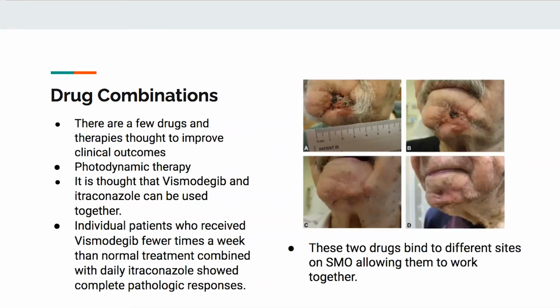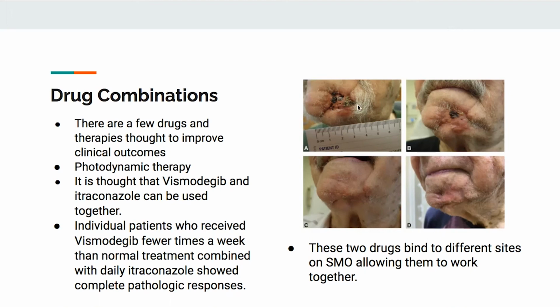One of these is photodynamic therapy, which involves drugs that are actually activated by light, which is pretty cool. It's also thought that vismodegib and itraconazole can be used together. And itraconazole is typically used as an antifungal agent. So patients who received vismodegib fewer times a week compared to normal treatment combined with daily itraconazole showed complete pathologic responses. Now, these were only individual patients and not any wide-scale studies, but it definitely needs to be researched more because it does seem pretty promising.